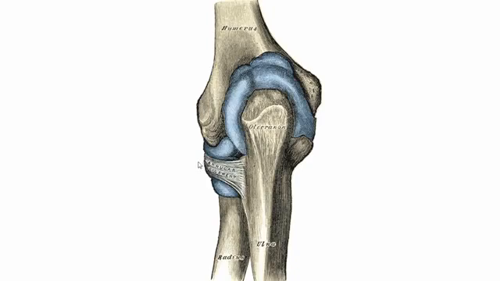So sometimes the radius can actually get forced out of this annular ligament, so you get radial head subluxation, and this is called nursemaid's elbow, because if you forcefully pull on the arm of a young child, as a nursemaid might do, you can sublux the radius from this ligament, so it will slip out from the annular ligament. And this is more common in young children under the age of 5.